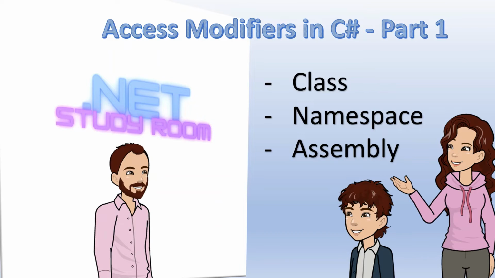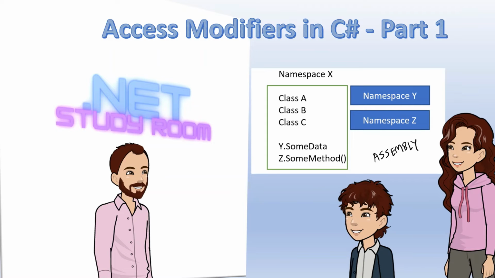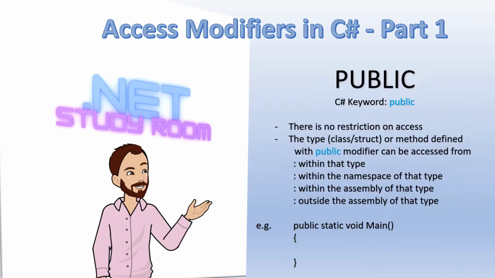Mark, are these terms related to access modifiers, which we are going to discuss today? Yes, Zira. Access modifiers actually decide whether you can access a class or its member from outside that class, from outside the namespace, and from outside the assembly. So, here we go with our first access modifier, public. When you define a type or member with the public access modifier, then it has no access restriction. You can access it within the class, within the namespace, within the whole assembly, and even from outside the assembly.